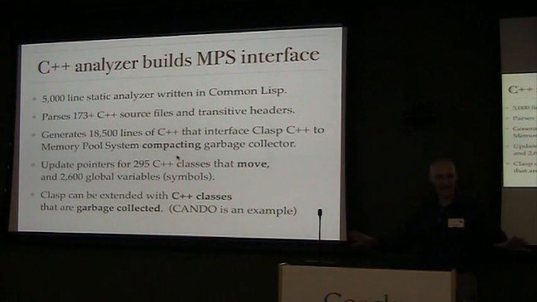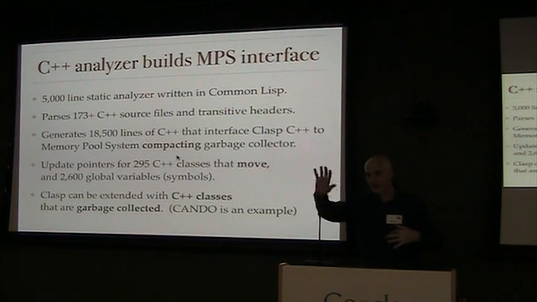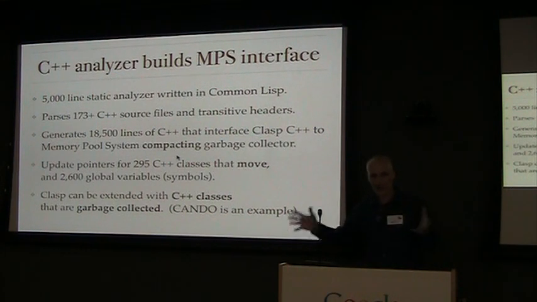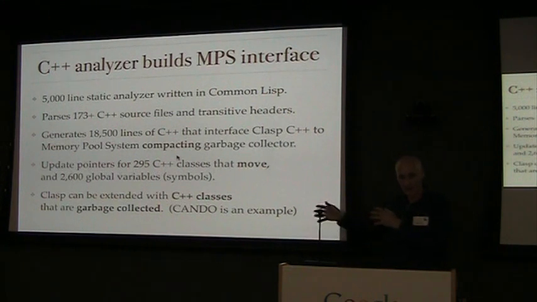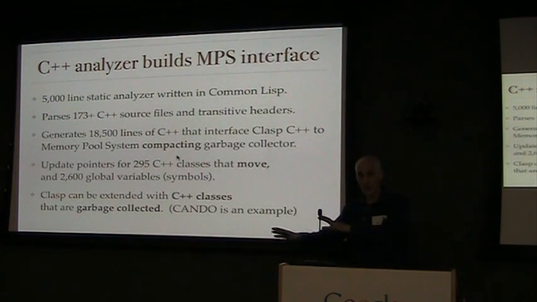Clasp can also be extended. I can add more C++ code to it, and there are two ways to do it. One is you can just expose native libraries where you don't need the source code, and you can expose them to Common Lisp and add new functionality. That's what I do with LLVM and the Clang library. I'm not moving LLVM or Clang objects around in memory. They're malloced the normal way with new and delete.